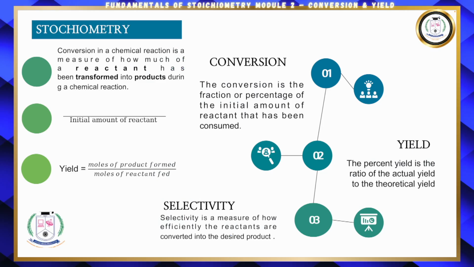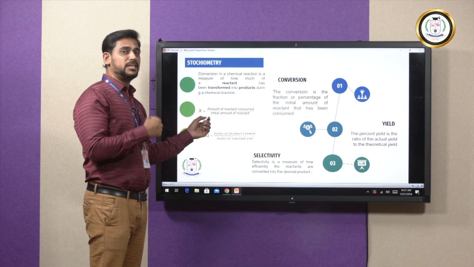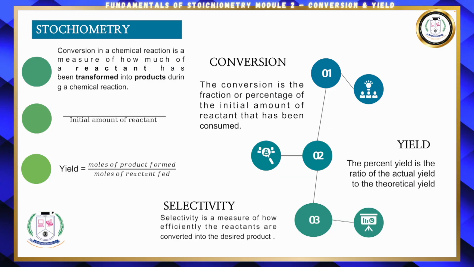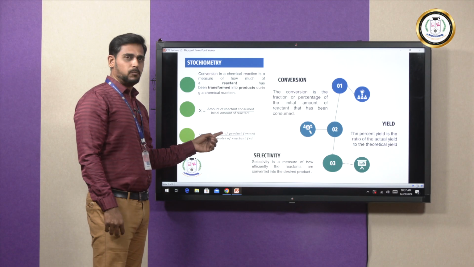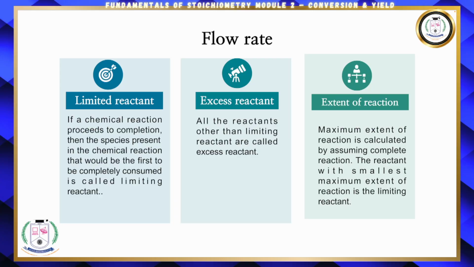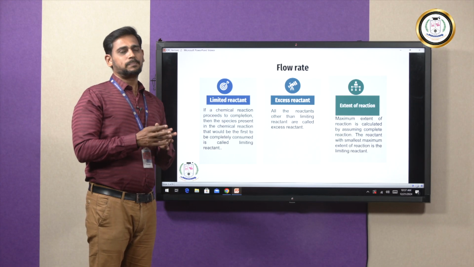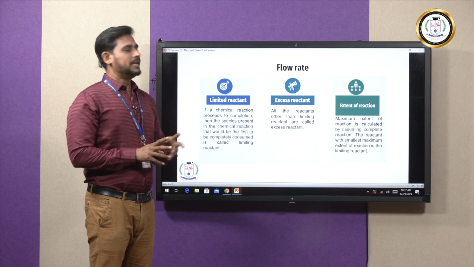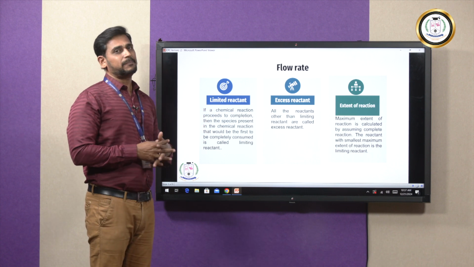Conversion is nothing but the amount of the reactant consumed divided by the initial amount of the reactant fed. Yield is the moles of product formed divided by the moles of reactant fed. In the earlier slides, we have reactants converted into products. In that, there are two particular terms, limiting reactant and excess reactant. The limiting reactant is the rate determining step.